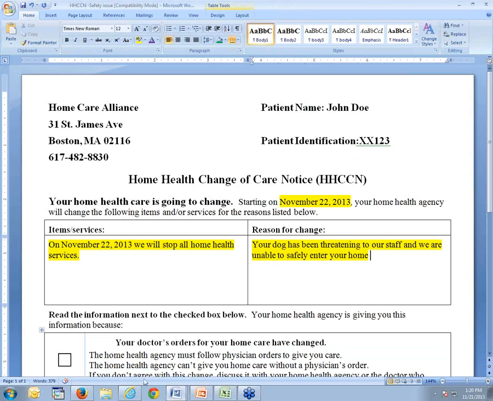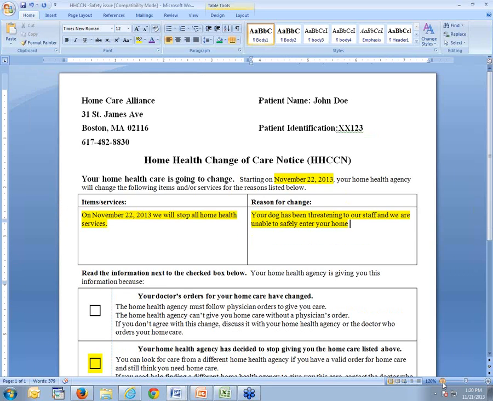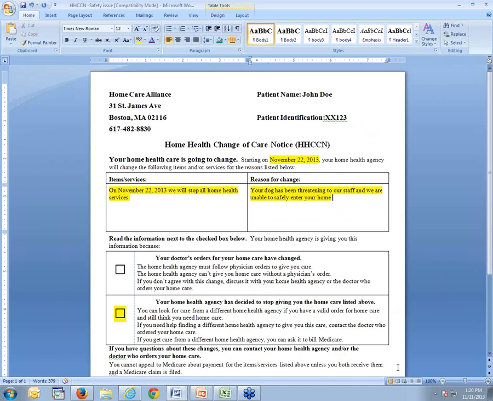So what I have done, well, that's really large. Let me make that a little smaller. I took off all of the labels. No, this one doesn't have the labels, I take that back. So I put in the date, November 22nd, and on November 22nd, we will stop all home health services. And this is for a safety reason. Your dog has been threatening our staff.